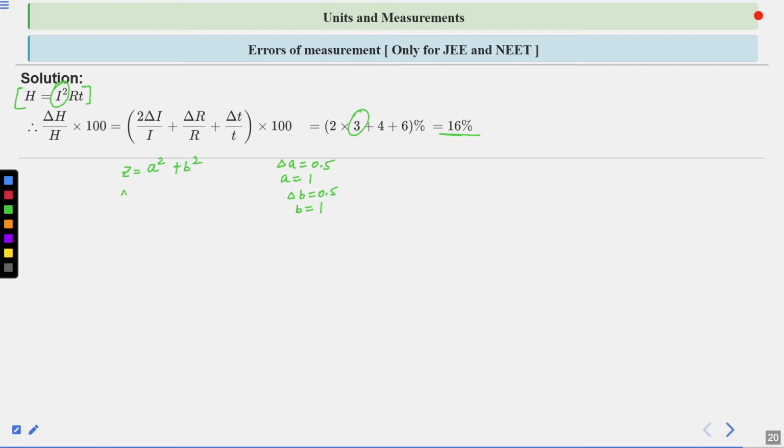So to solve this question, delta z divided by z is equal to 2 into delta a divided by a plus 2 into delta b divided by b. So it will be 2 into delta a 0.5 divided by 1, and 2 into delta b 0.5 divided by 1. So it will be 1 plus 1. So it will be 2. So the relative error is 2 and the percentage error is what? 200%. So just multiply with 100%. So you will get the correct answer.